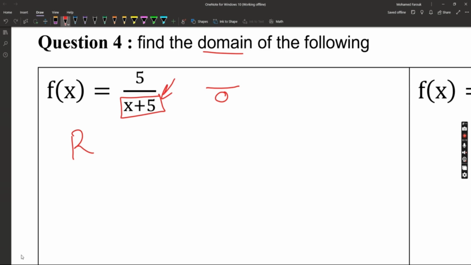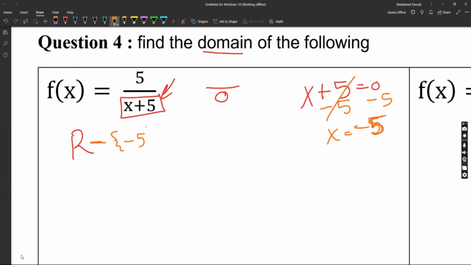So here are the steps. Take the denominator and equate it with 0 so that you know when it's equal to 0. Minus 5 on both sides, so x is equal to negative 5. So you can use all numbers except negative 5. I can use all real numbers except negative 5. This is your domain. So the domain is equal to R minus negative 5.